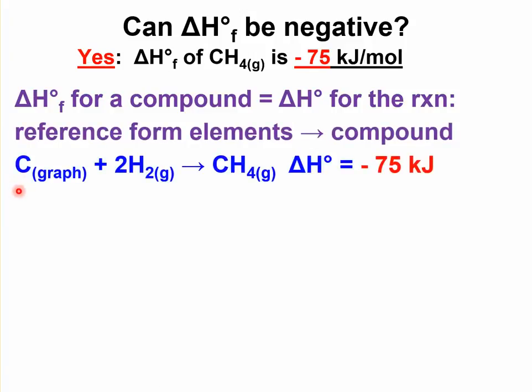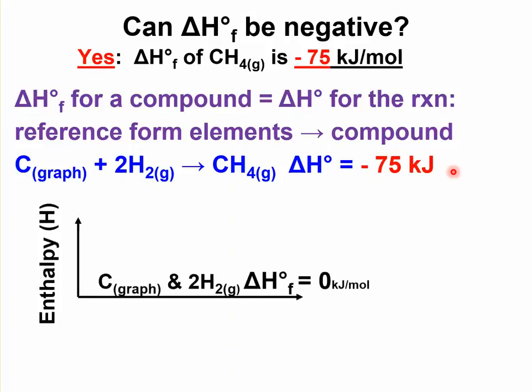So see, here we have carbon and hydrogen in their reference most stable forms, and in this reaction we are making CH4 gas. The change in enthalpy for this reaction is -75. It's an exothermic reaction. So the heat of formation of CH4 is -75 kilojoules. Let's look at the diagram for this.